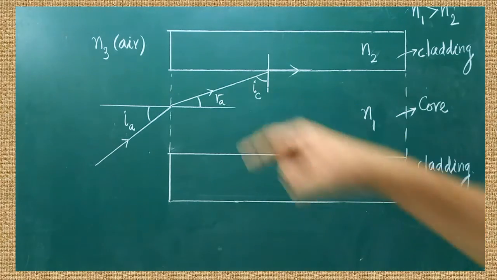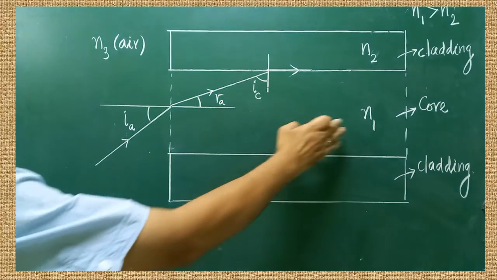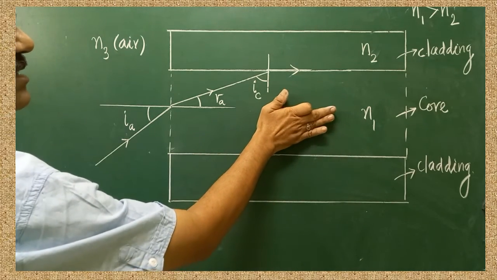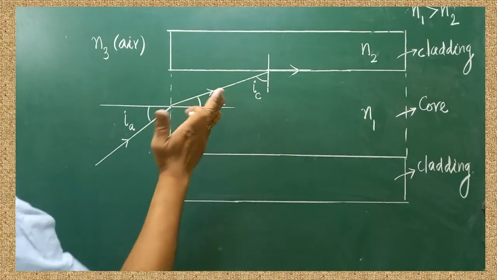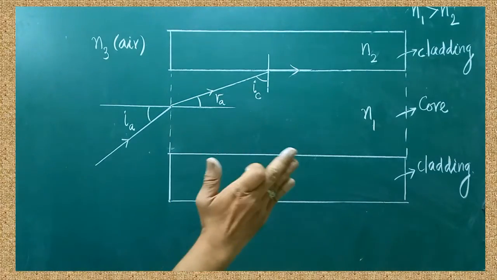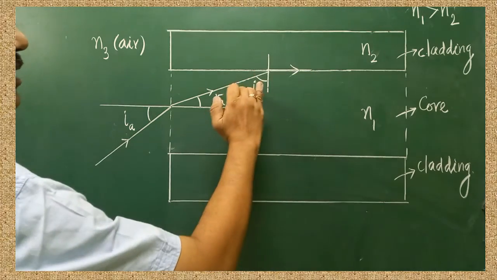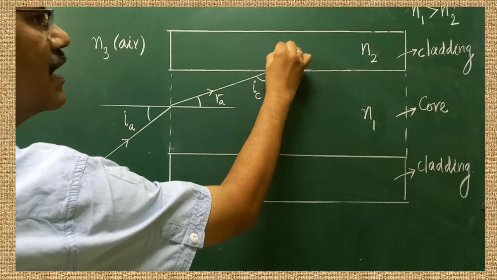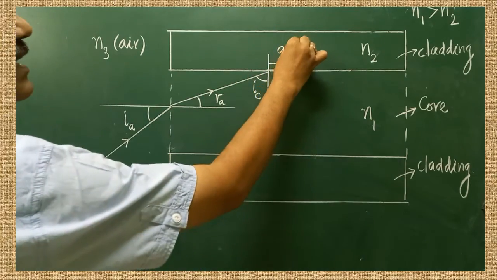So we are going to derive the expression for IA. Here you have to understand one thing, that N1 is greater than N2. Therefore, this medium will act as the denser medium and this medium will act as the rarer medium. According to the condition for total internal reflection to occur, the ray travels from denser to rarer. Since it is IC, this angle would definitely be 90 degrees. Here the angle of refraction must be 90 degrees.